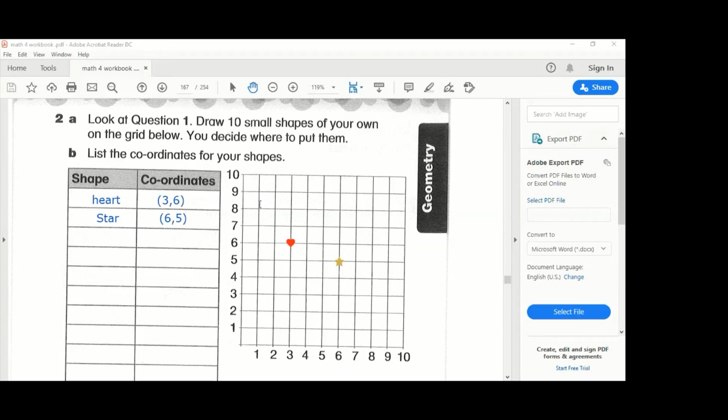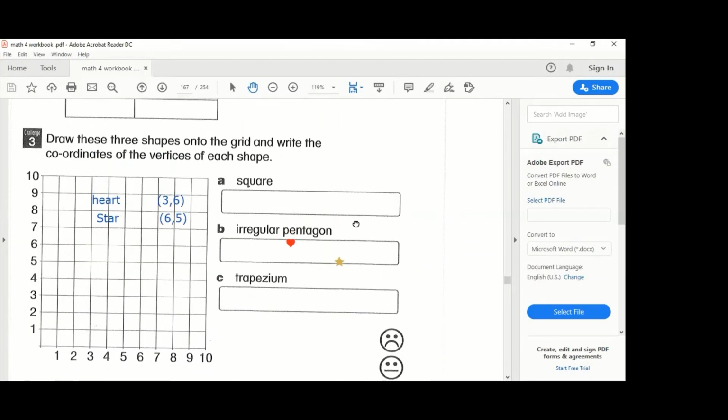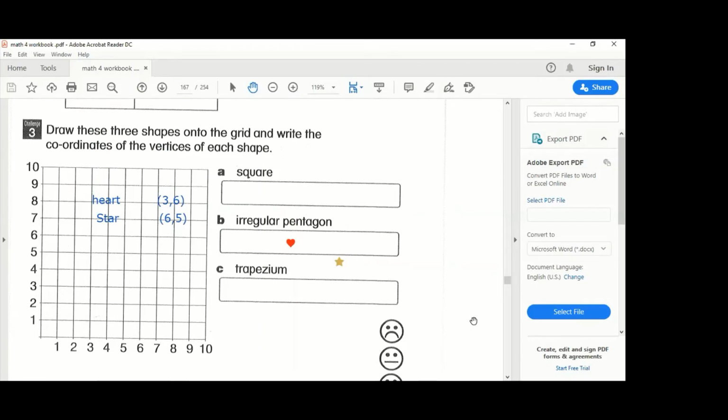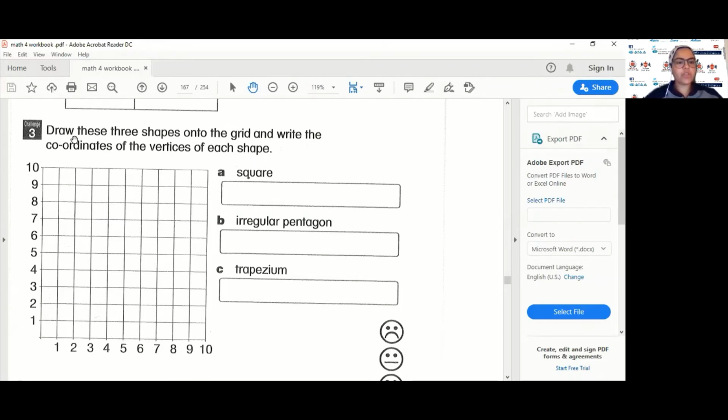Okay, so let's go to the next question quickly. Question number 3. So easy. It's so easy. Okay? Why? Because he wants you to draw these 3 shapes on the grid and write the coordinates of the vertices of the shape. That's it. So you are going to draw a square.